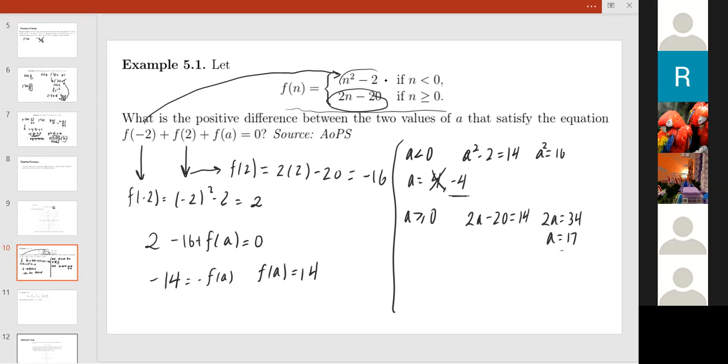And we can check that 17 is greater than or equal to 0. Hence, a is equal to 17 is also a solution. So to find the positive difference between these two values, we take 17 minus negative 4. That's 21. So that's our answer.